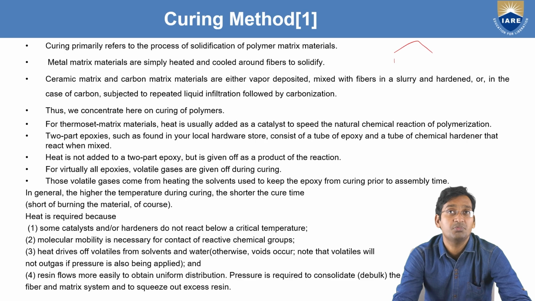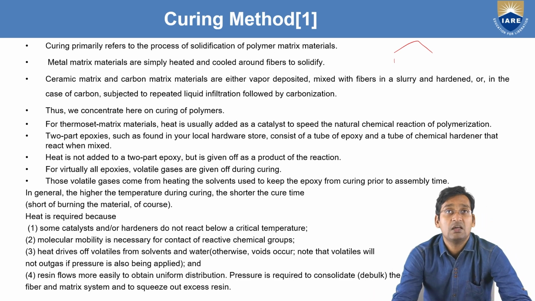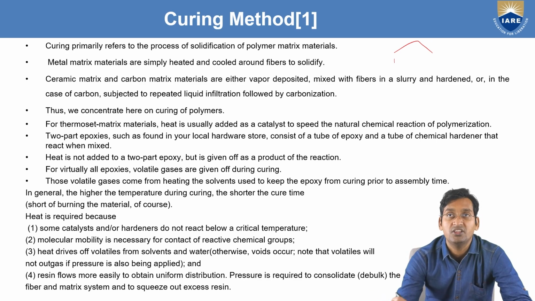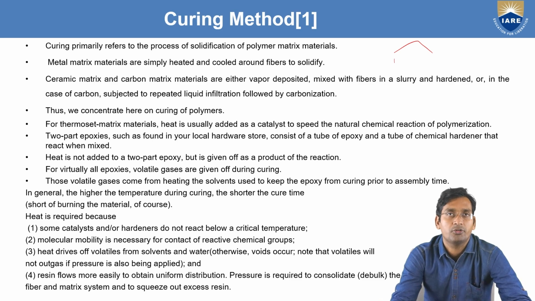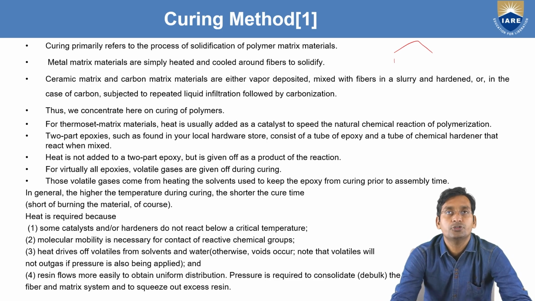Metal matrix materials are simply heated and cooled around the fiber to solidify. Ceramic matrix and carbon matrix materials are either vapor deposited, or mixed with fiber in a slurry and hardened, or, in the case of carbon, subjected to repeated liquid infiltration followed by carbonization. By these methods we can do curing, meaning we can solidify it. Thus, we concentrate here on curing of polymers. So now we will see how to cure a polymer.